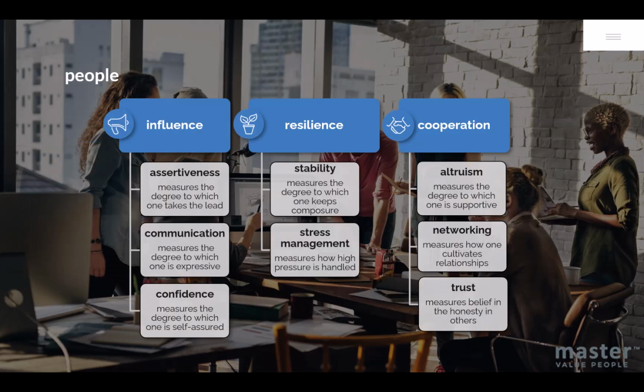The first dimension, influence, is measured by assertiveness, communication, and confidence. Assertiveness measures the degree to which one takes the lead. How decisive am I? How much do I take charge? High scores here are often beneficial for managerial roles where clear, direct leadership is essential. For example, high-ranking military officers who need to be this decisive.